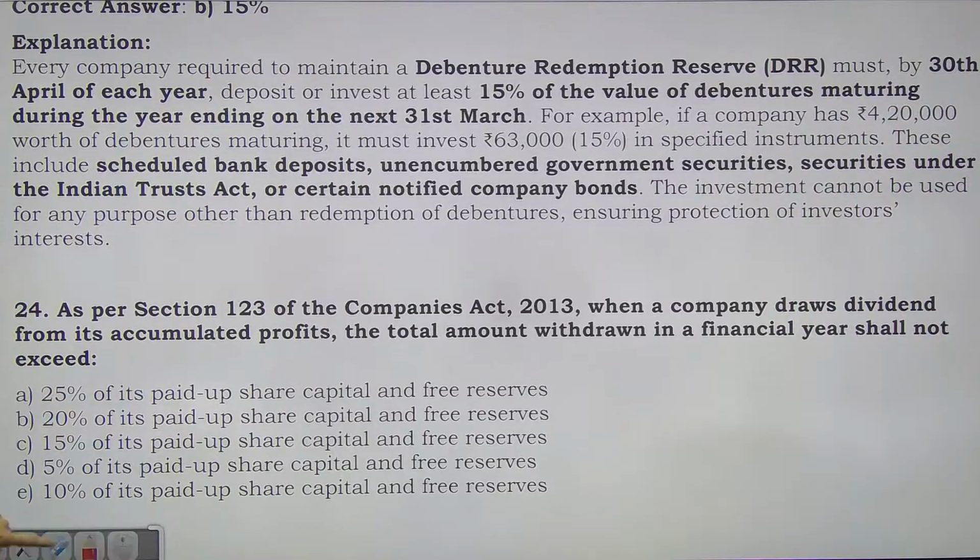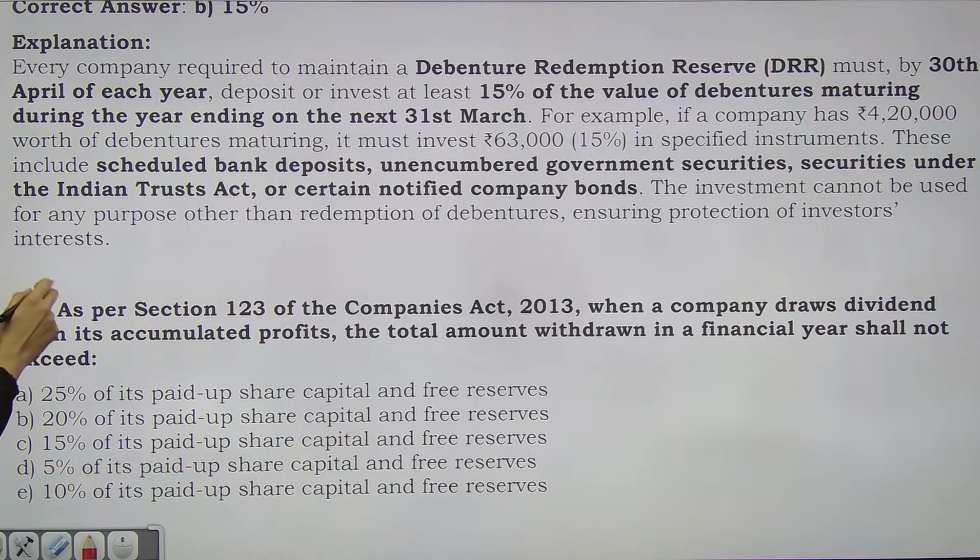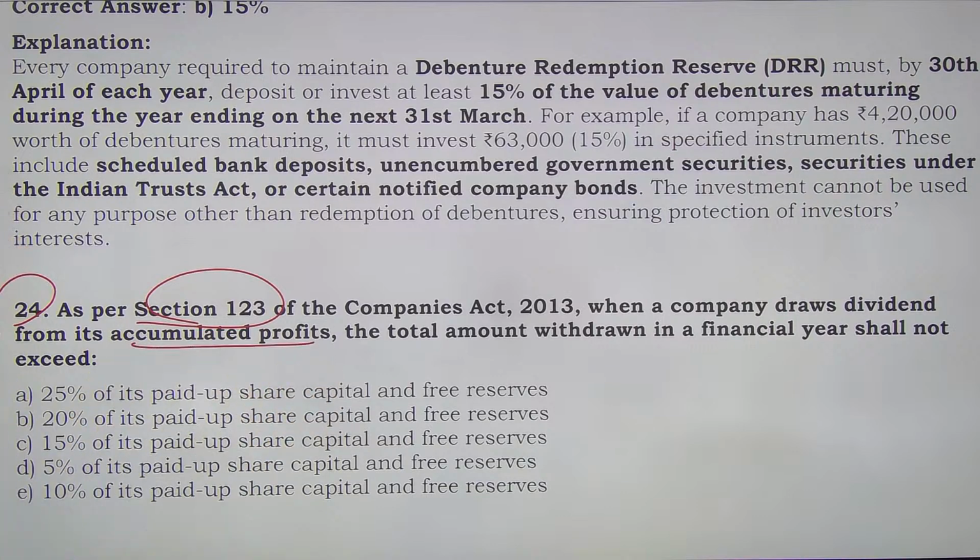Next question is question number 24. Question number 24 is, as per section number 123 of the Companies Act, when a company draws dividend from its accumulated profit, the total amount withdrawn in a financial year shall not exceed what?